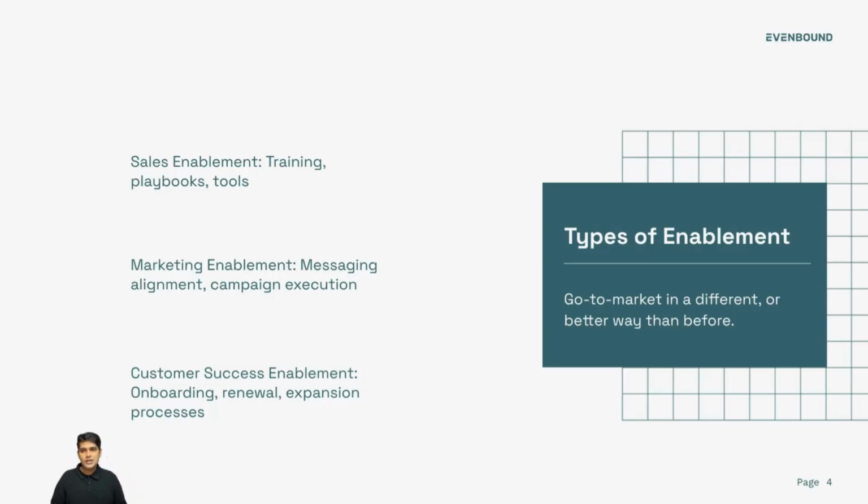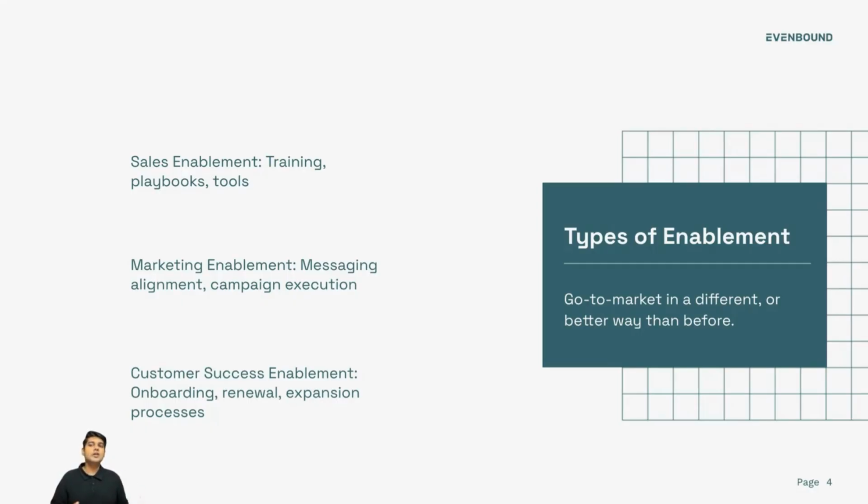Third, content and tools enablement. This is about giving the reps the resources they need at the moment they need them. Battle cards for competitive situations, playbooks for different scenarios, ROI calculators, case studies, pricing guides, everything. If a rep has to hunt for this content, they won't use it. Make it easily accessible in a place like HubSpot Sales Hub Workspace.